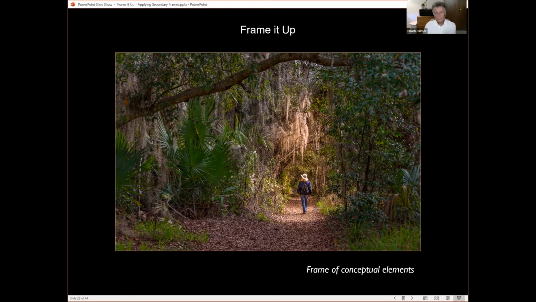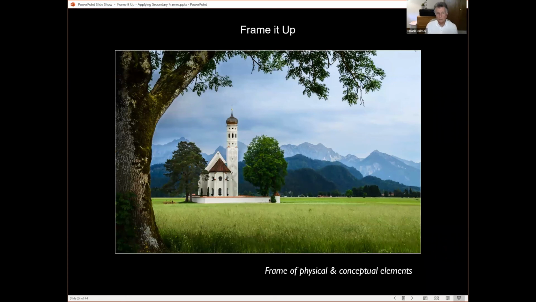Look for opportunities to combine physical elements with conceptual elements such as shadows and light and color, as we discussed, to form the borders of your secondary frame. In this image, you will find that the tree is framing the church on two sides, and the shadow in the foreground is framing the bottom. So we have a three-sided frame here.